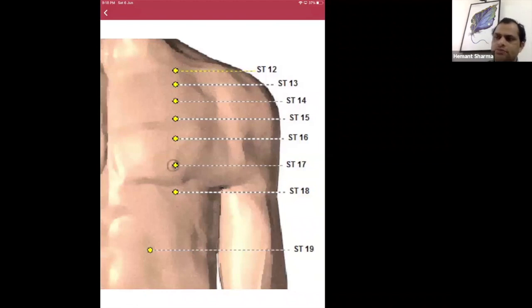Lung means metal. Lung means dryness energy. Lungs and large intestine come under the metal and dryness energy. So whenever we want to treat the lung, we have to treat this stomach meridian. We will learn many points that are very good for skin disorders. They will be on the stomach meridian only, because the stomach meridian passes through the lungs.